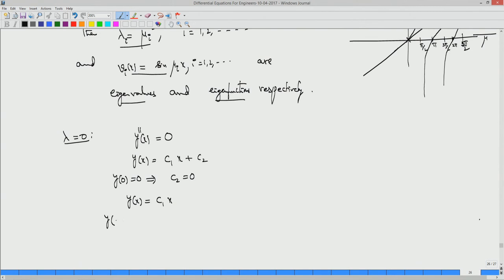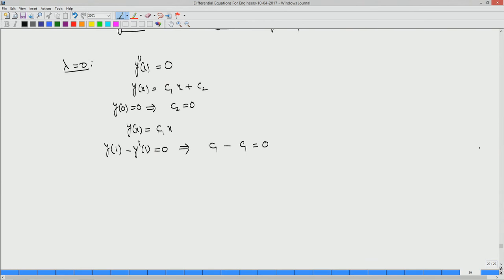Now you apply the other boundary condition, y at 1 minus y dash at 1 is 0. So, this will give me C1 minus C1, this derivative is also C1, which is 0. It is satisfying. So, you see that you take any arbitrary value of C1, non-zero value of C1, it is actually satisfying the second boundary condition. So, what you have is C1 times (1 minus 1) equal to 0. So, you have C1 times 0 is 0, that means C1 is arbitrary.